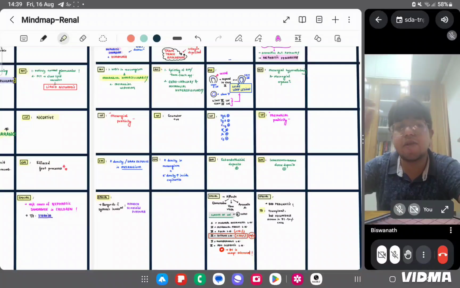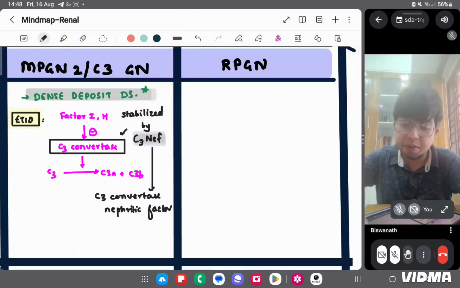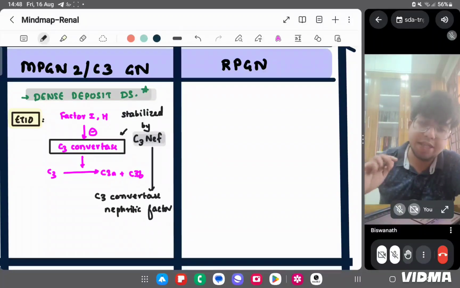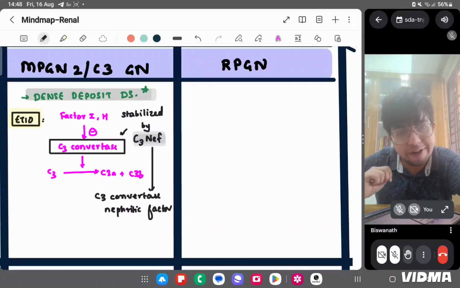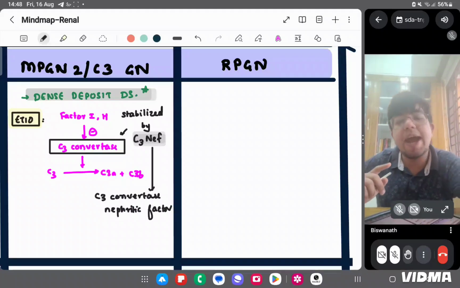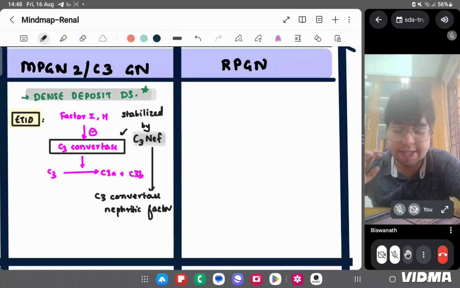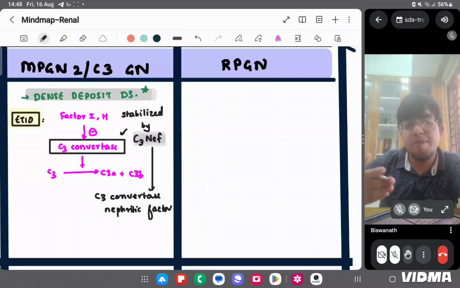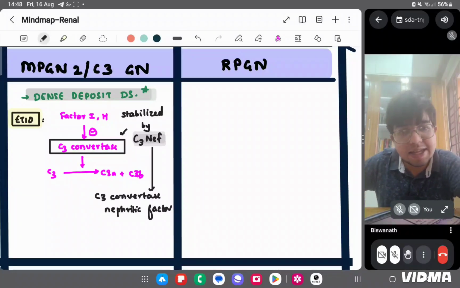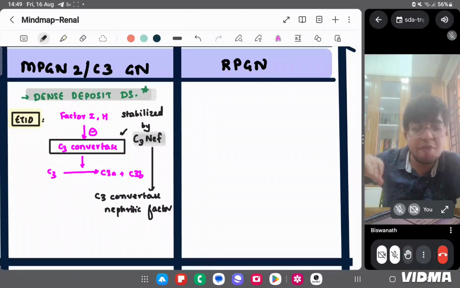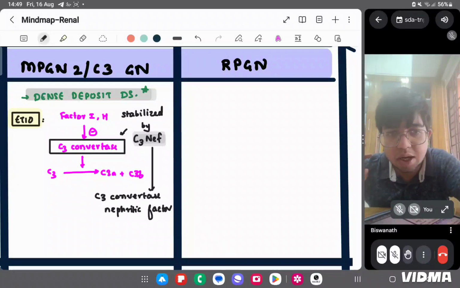Now let's talk about rapidly progressive glomerulonephritis. Let's start with RPGN, that is rapidly progressive glomerulonephritis. It is an acute problem, not a chronic problem. As expected, there are no such etiological agents. It is just an endogenous problem, which means a problem in the body itself. There are no etiological agents causing an infection.